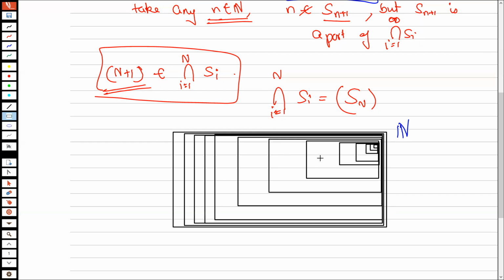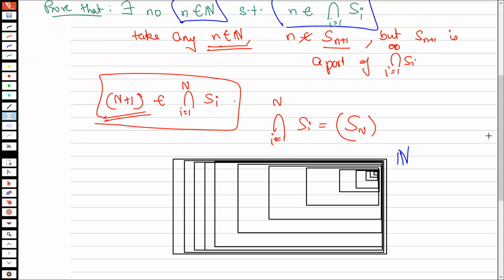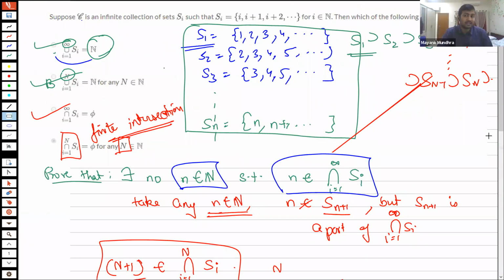Got it. And the fourth one, is it true or false? I'm confused. The fourth is false, and that's why it's the correct answer. Okay, the fourth is false. So this is true, this is true, this is true, and this is false. And the question asked you for a false statement. So that's why this is the correct answer, because this is false. The fourth is basically a finite intersection, whereas the third is an infinite intersection.